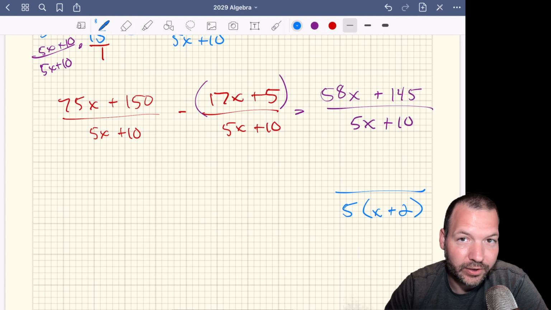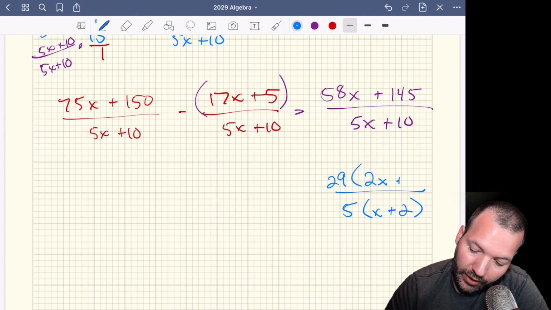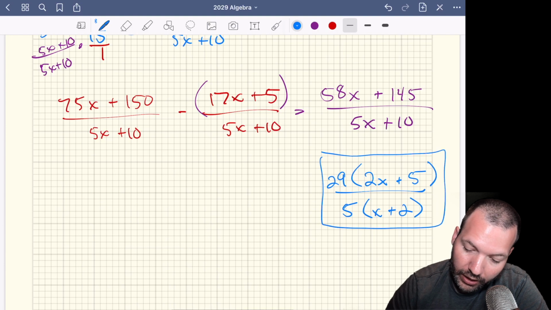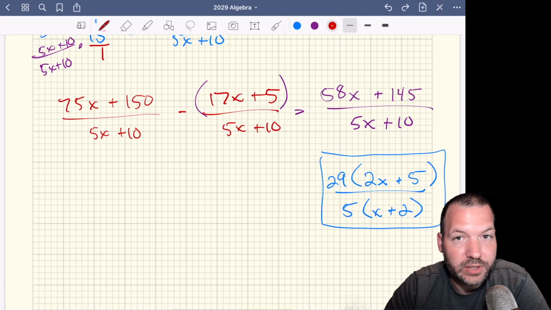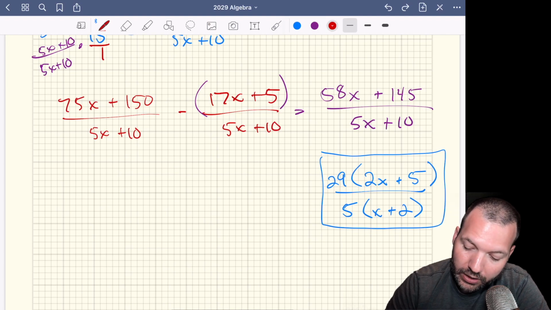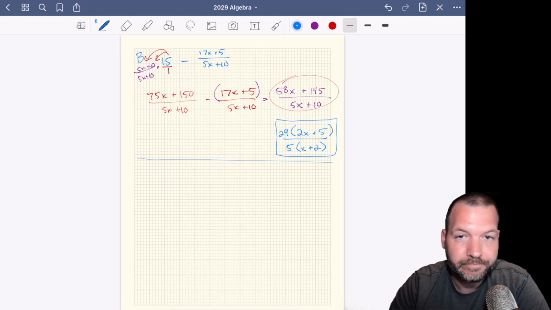And oddly enough, there is a common factor between 58 and 145. 29 happens to go into both of them. So we end up with a 2x plus 5 there. However, from here, nothing else cancels. Again, I hope no one is thinking I should be canceling those 5s. There's that big plus sign on top, which would stop me from doing that. So even if I did try and factor out, it doesn't end up really looking any better. Either of these two answers is acceptable.